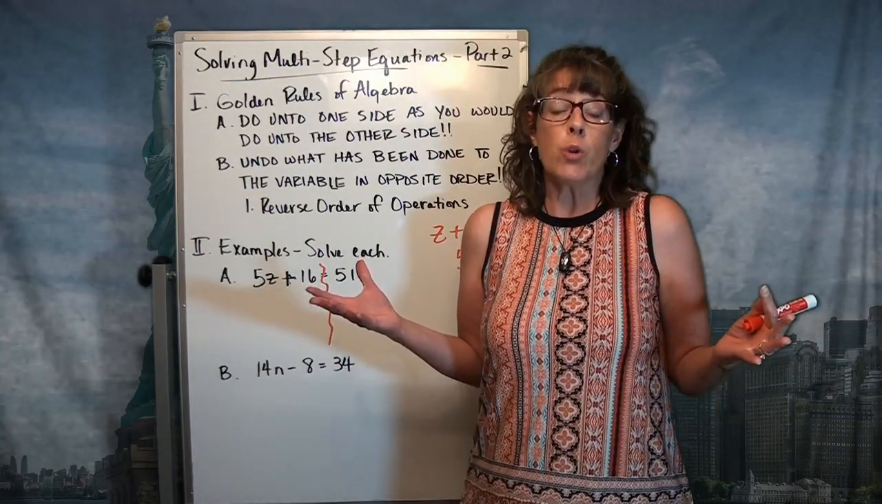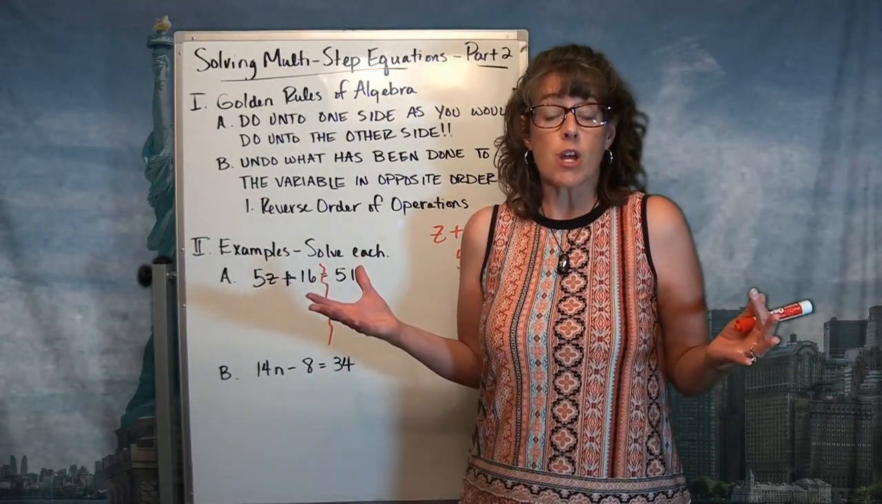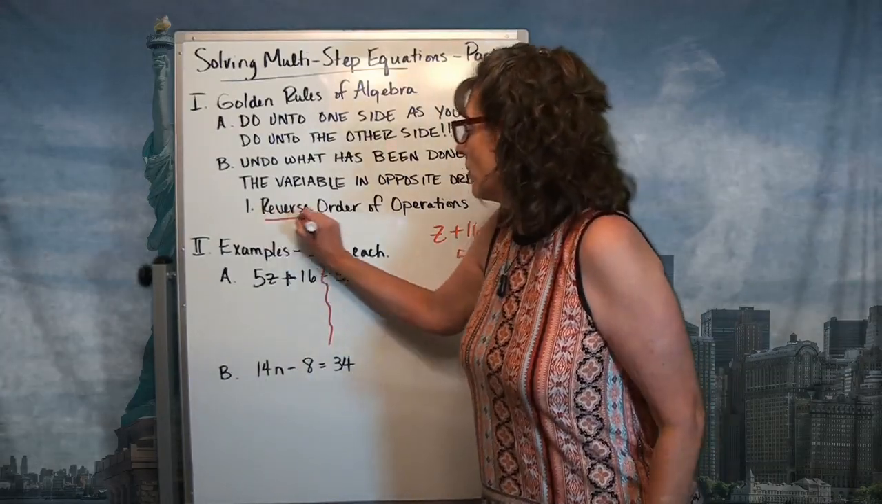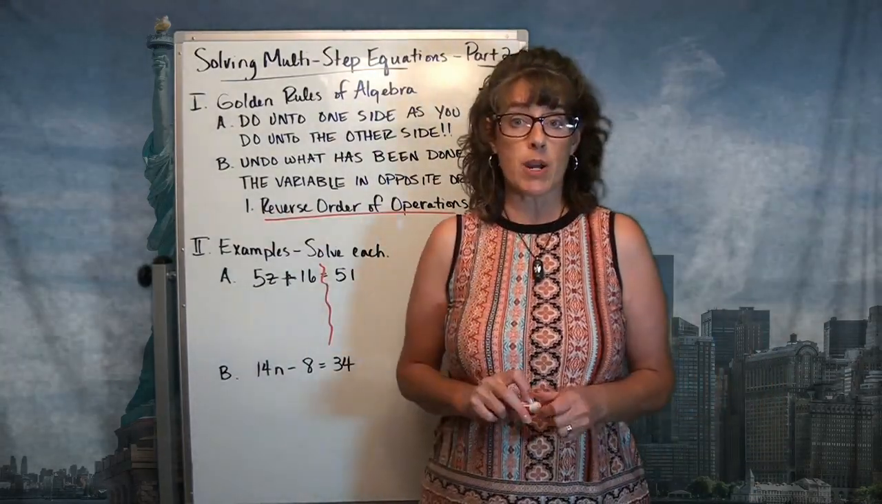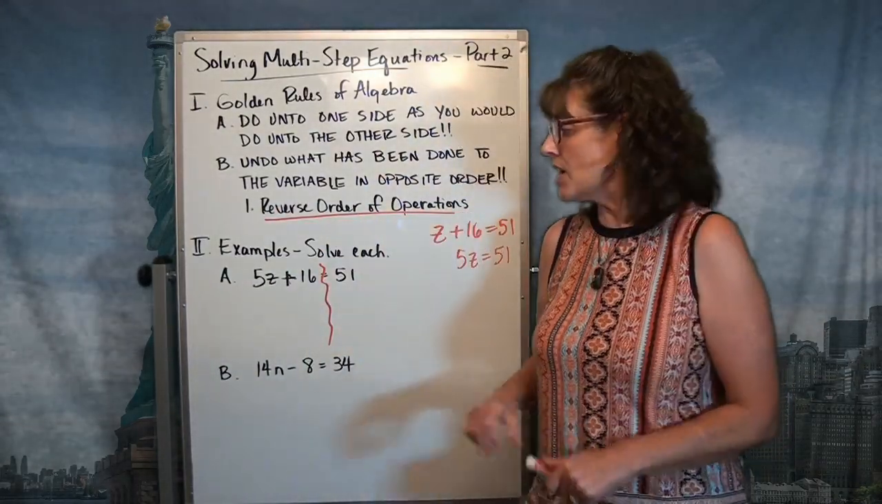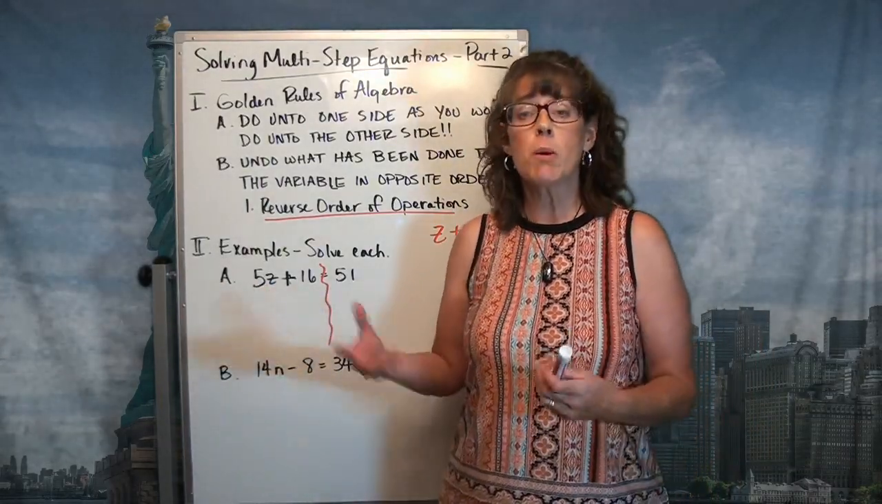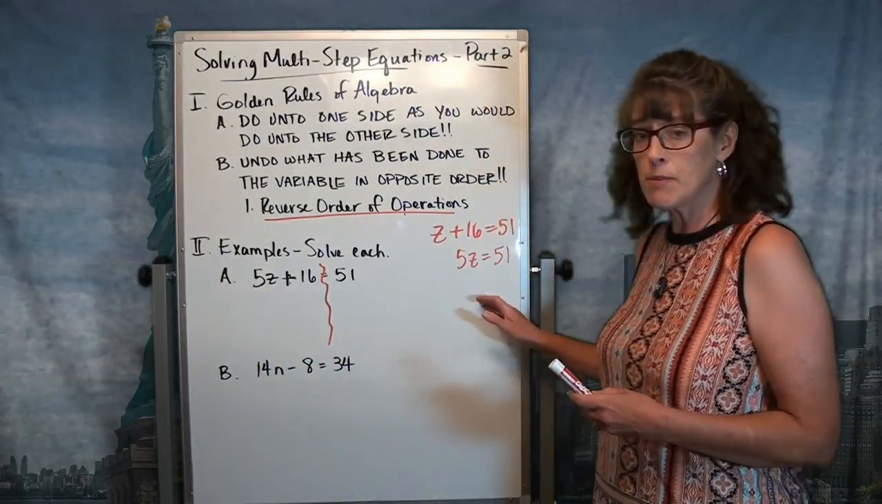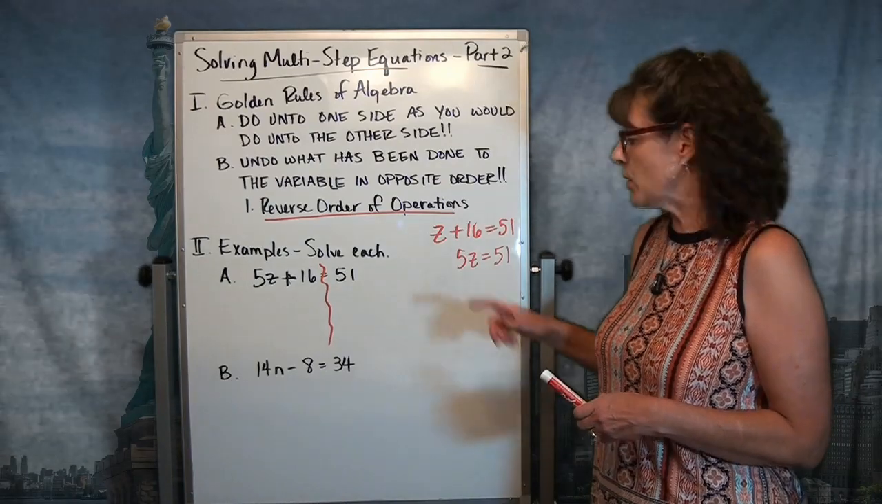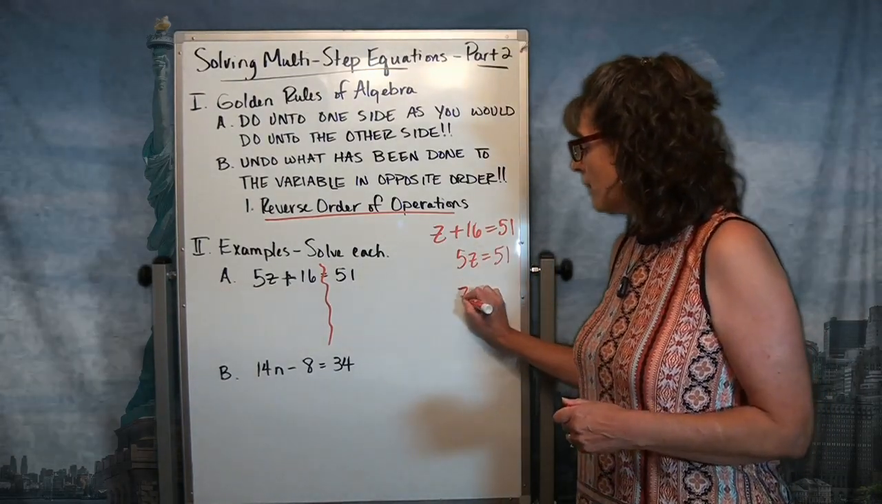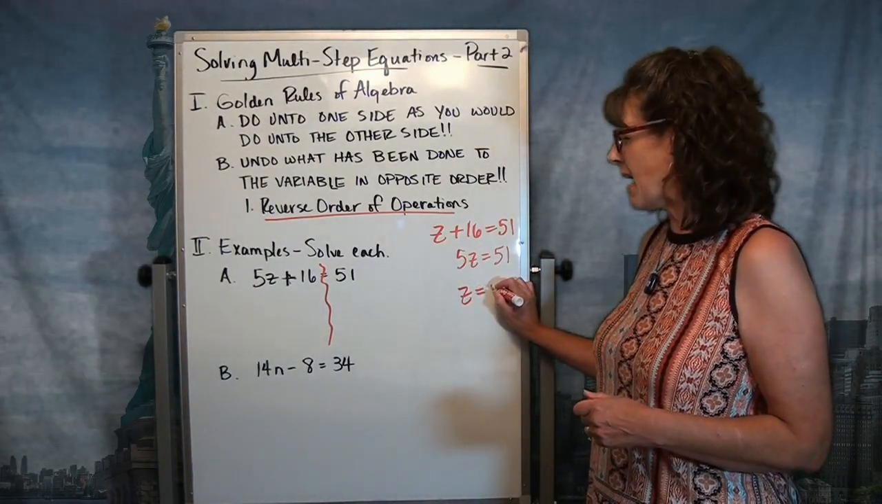Now I'm going, oh no, which one do I do first? I'm not sure. Well, reverse those order of operations. So in other words, if I knew what the z was, because remember that's the whole goal, in the end I'm just trying to figure out what z is going to be. When I subtract that 16, I'm going to find out that z is going to be a 35.